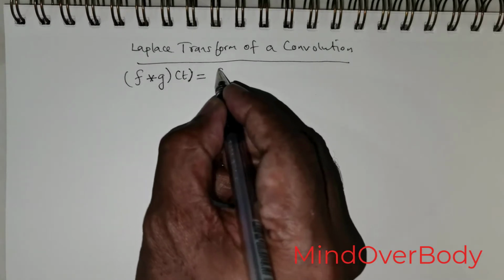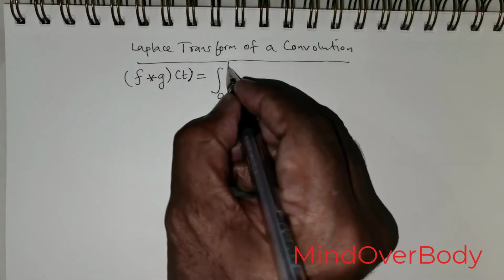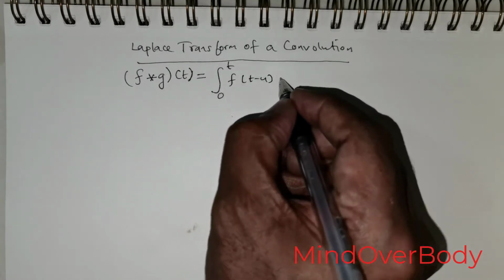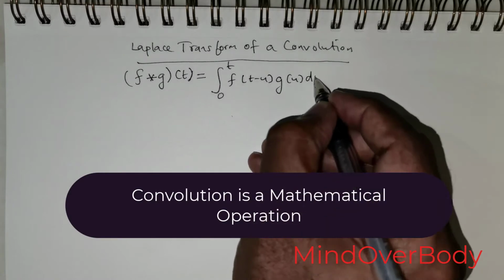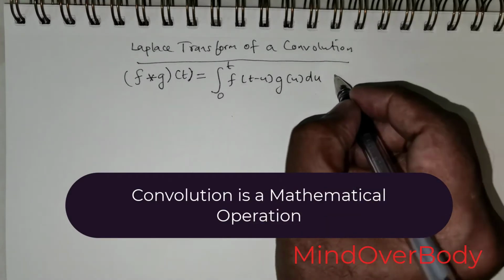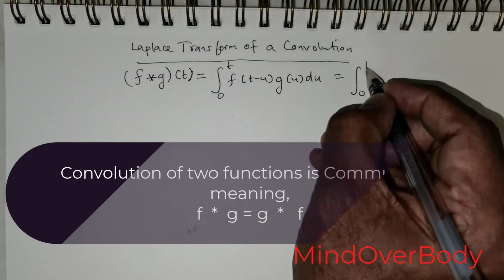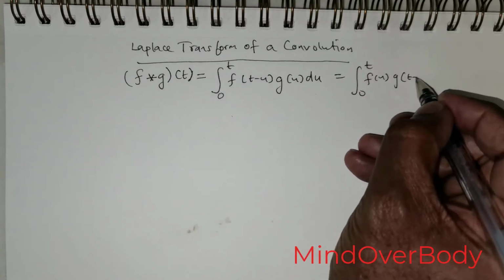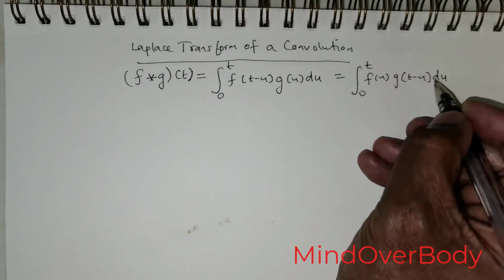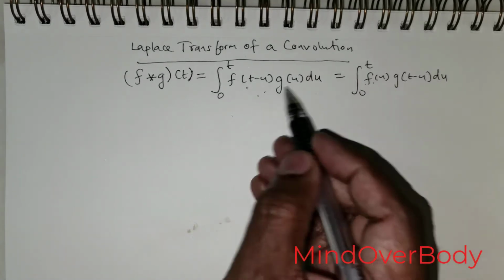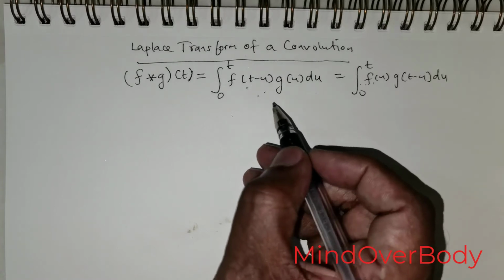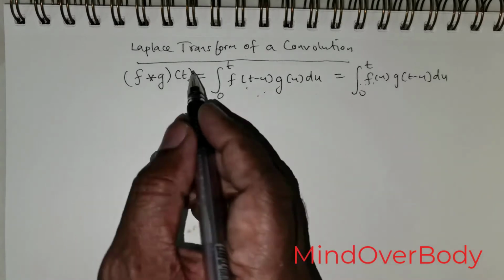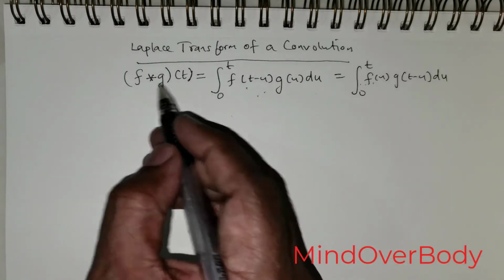Now this is equal to integral 0 to t f of t minus u times g of u du. Now this can also be rewritten as integral 0 to t f of u g of t minus u du. So these two can be used depending upon the question that is asked. So they come in handy. So this is how we define convolution of two functions.